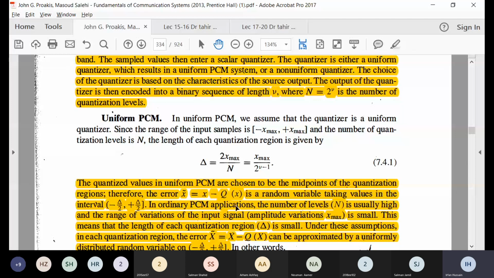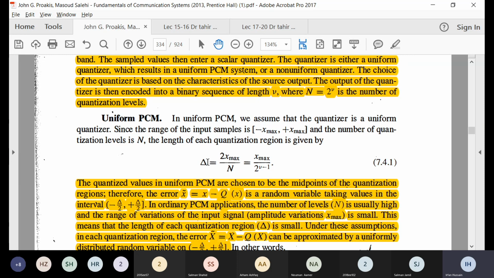Now comes the assumption that first of all, in ordinary PCM, the number of levels is usually high. So you can see the range of variation. If n is very high, then you can very well see that this delta will be small, because your x max is already fixed. So the numerator is fixed and the denominator is greater, so delta will be small. So the number of levels is high and the range of variation, x max, is small. So these two assumptions are there: n is high and x max is small. Smaller, greater, this means your delta will be small.